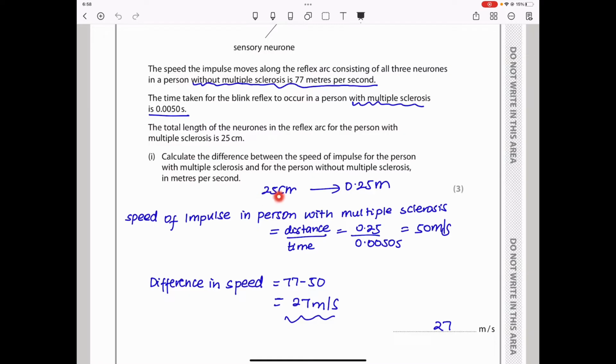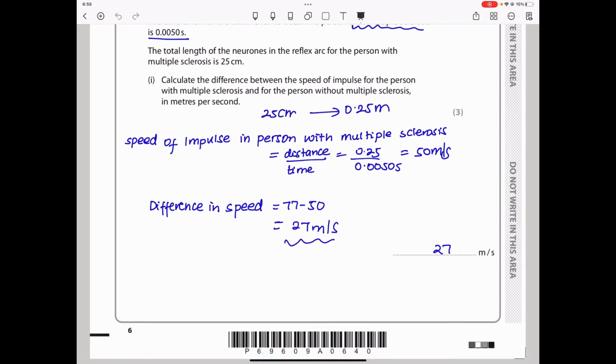I first began by converting the distance here. They gave us 25 centimeters, which into meters is 0.25 meters. Then I went on to calculate the speed of impulse in a person with multiple sclerosis. This is going to be distance divided by time. The distance moved is 0.25 meters, and the time is 0.005 seconds. When we divide this, we get 50 meters per second. Again, they wanted us to find it in meters per second, so this is what we get here. Now remember they gave us this speed as well, so the difference in speed is going to be 77 minus the 50 we have calculated here, giving us 27 meters per second as the answer.